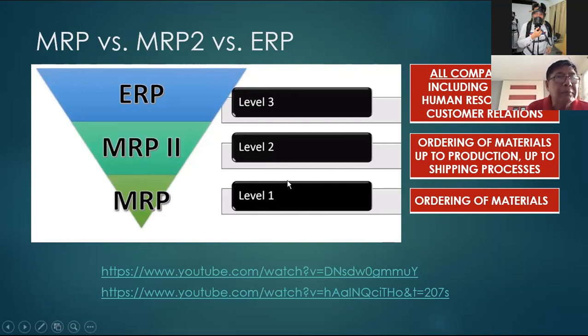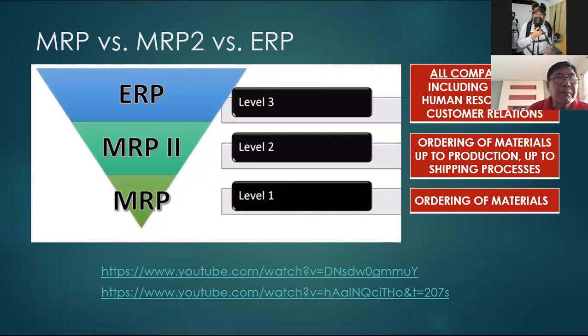Those who use MRP are more on inventory only, ordering and receiving of materials. When we add manufacturing and shipping data into the system, we will need MRP2. So we step up to MRP2, which covers production and shipping of our materials.